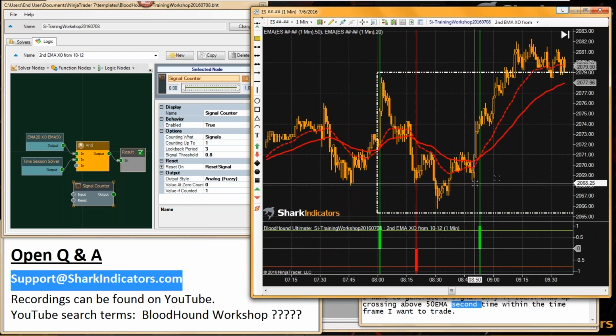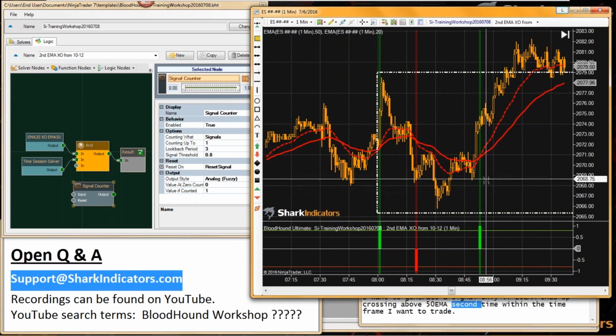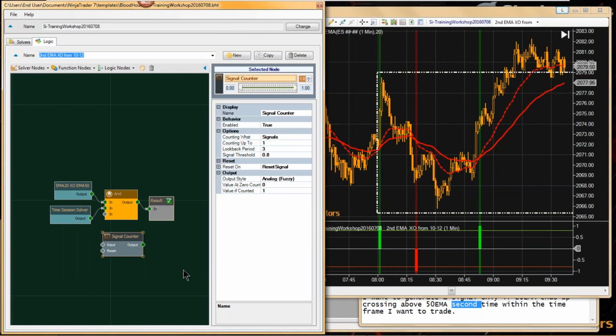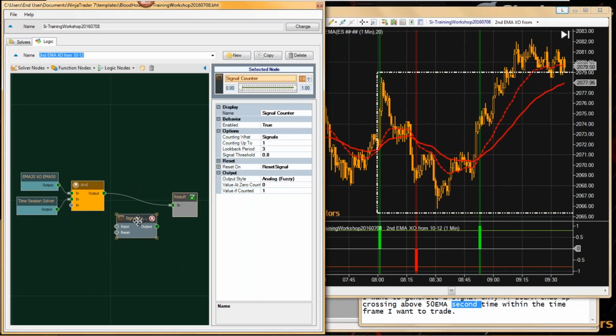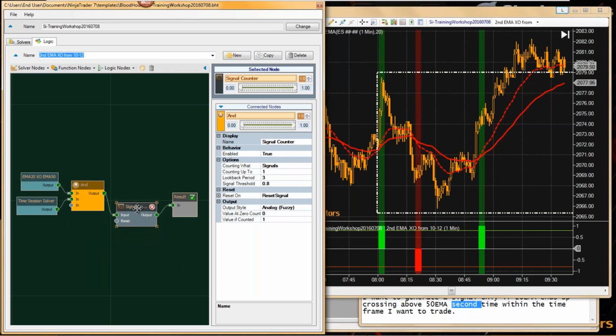Great. So we want to basically skip or remove or block the first long signal and then only see the second signal there, right? So that's what this signal counter is going to be for. That's what we're going to do with that. And so let's move things around a little bit. All right, I'll plug that in there. Connect that guy in.